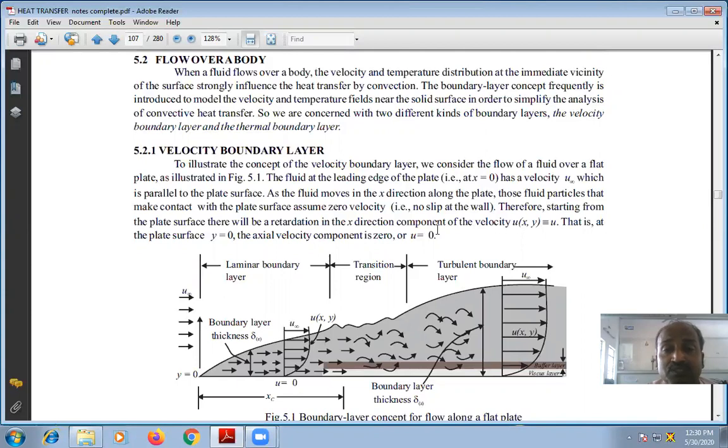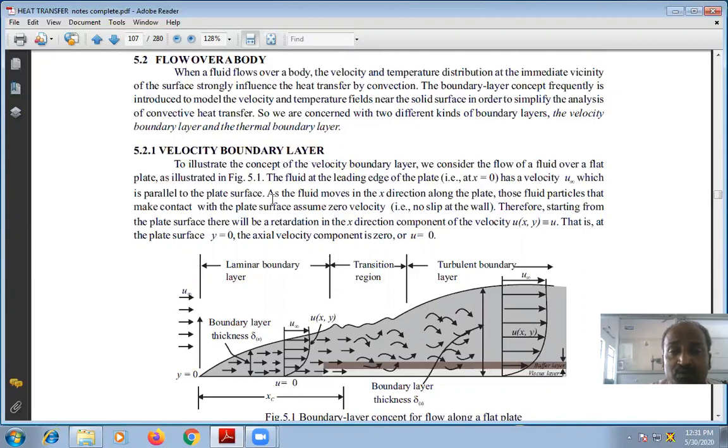We'll see that afterwards. The boundary layer concept is frequently introduced to model the velocity and temperature fields near the solid surface in order to simplify the analysis of convective heat transfer. We are concerned with two different kinds of boundary layers, the velocity boundary layer and the thermal boundary layer. Today we will consider the velocity boundary layer first.